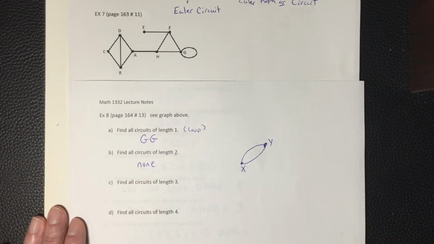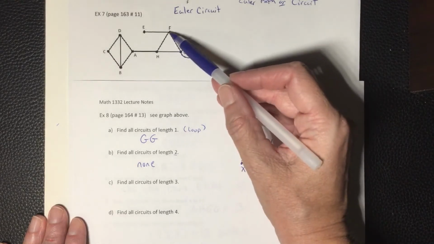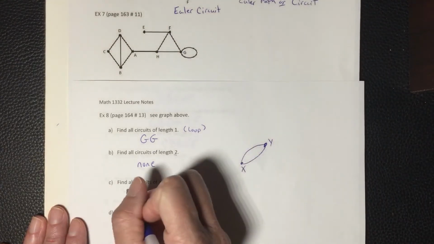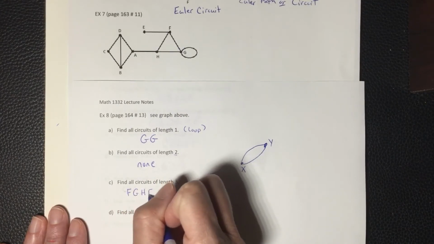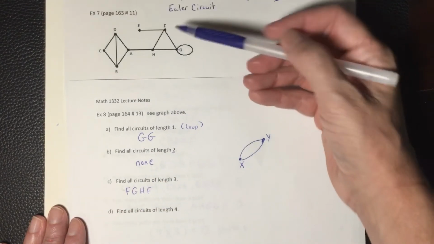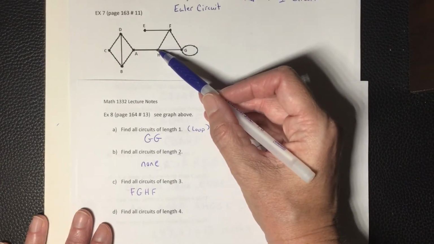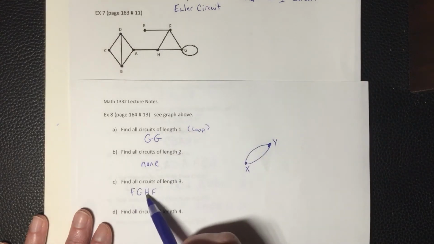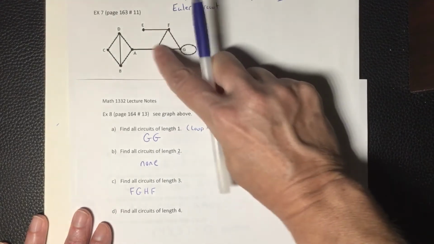Now for circuits of length 3, I'm kind of thinking about triangles. I need to go down 3 edges. So notice right here there's a triangle. It doesn't really matter what letter you start with. If I start with F and go F, G, H, back to F, that's considered the same circuit as if I start at H and go H, G, F, H. Since it's the same 3 edges, that's considered all to be the same circuit. So that takes care of that triangle.